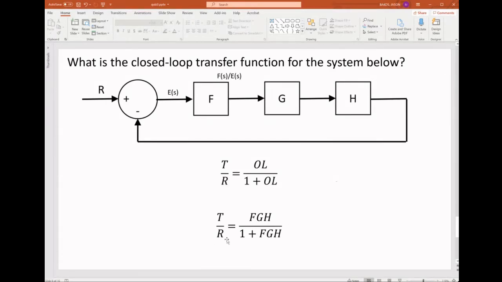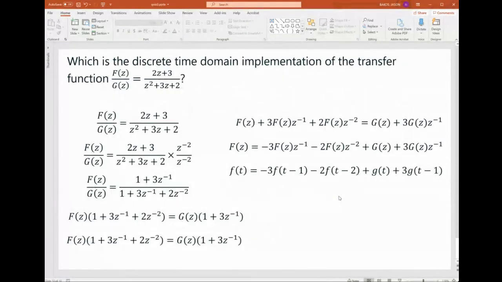And so the closed loop is just the open loop divided by 1 plus the open loop function. And of course, the transfer functions are just multiplied. When they're connected in series like this, you just multiply them.